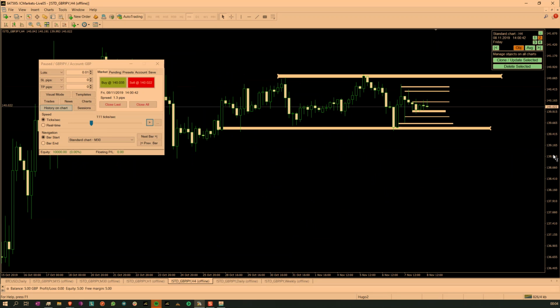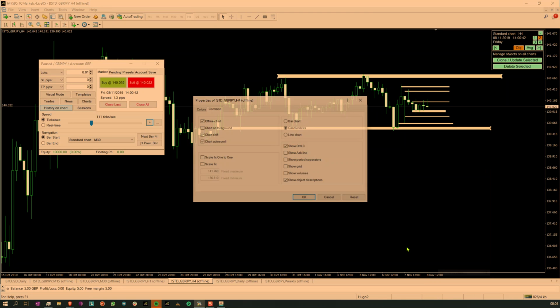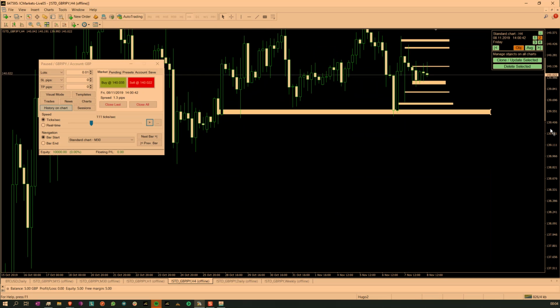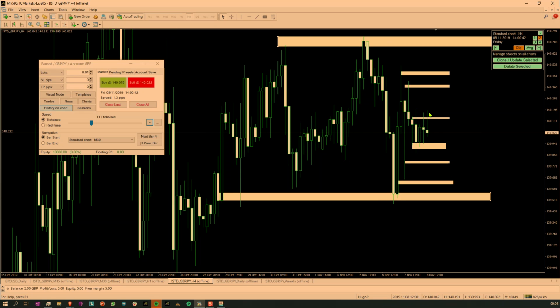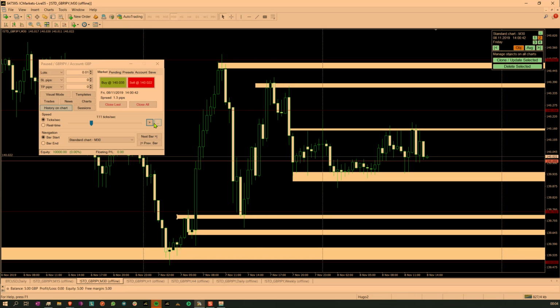4 hour also looks bearish. 3 weeks in this zone. Yeah, so let's go. 30 minutes. Yep. Break the low of the candle, respected the high.